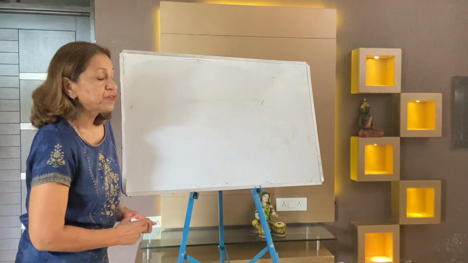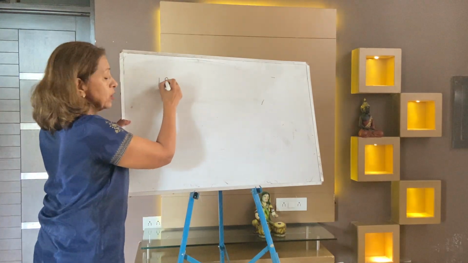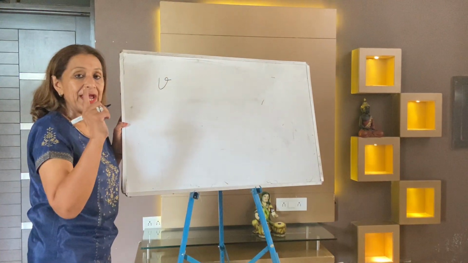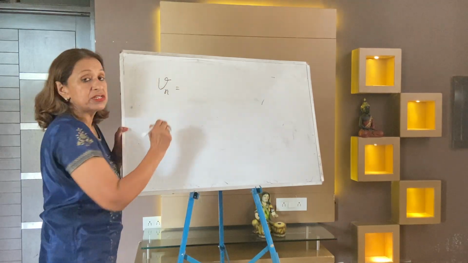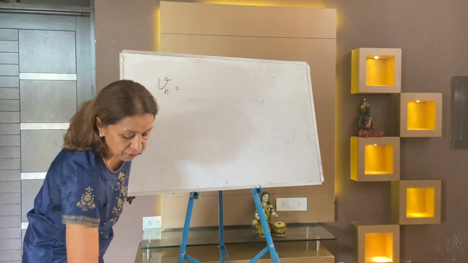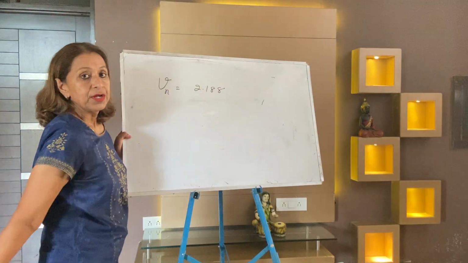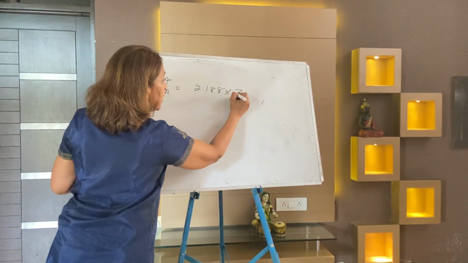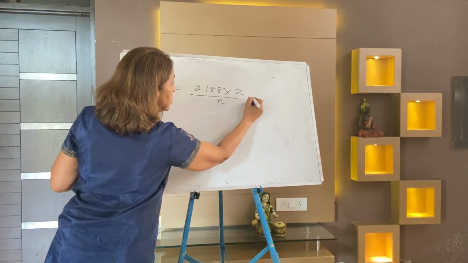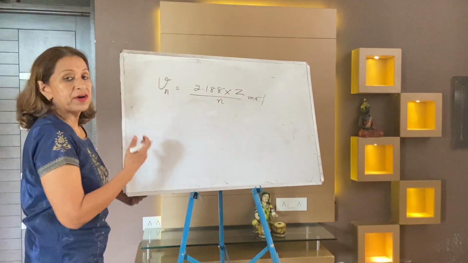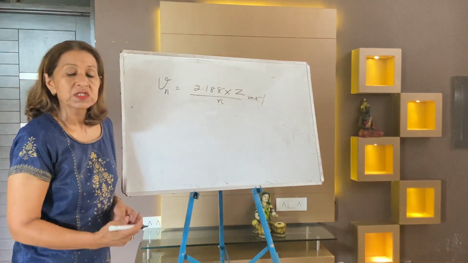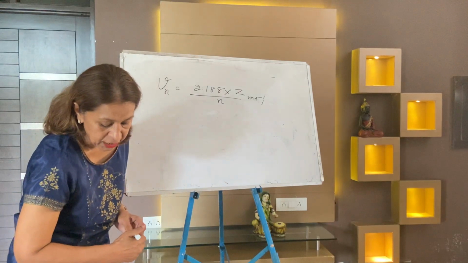Now the last one left is velocity. Now the velocity of the electron in any of the orbits, in meter per second, apply the formula: 2.188 into z by n, meter per second. So this is the formula to calculate the velocity of the electron in any of the orbits.